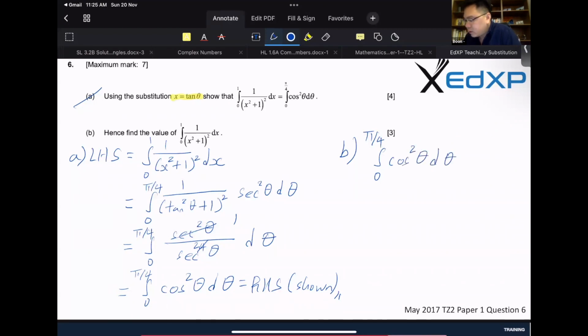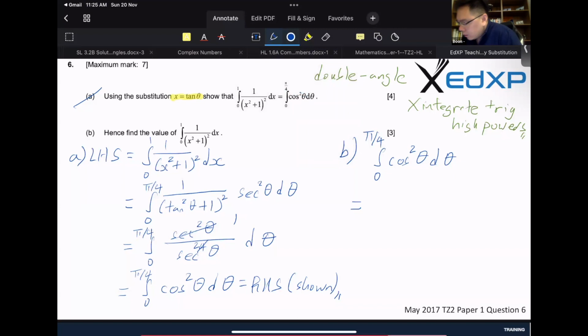So what I'm actually doing is integrating cos squared theta d theta. Please note at this point, we cannot integrate trigo functions with higher powers using simple anti-differentiation. So a common mistake is to add 1 to the power and divide by the new power. But what we have to do here is actually to use the double angle formula to reduce the power of the function.